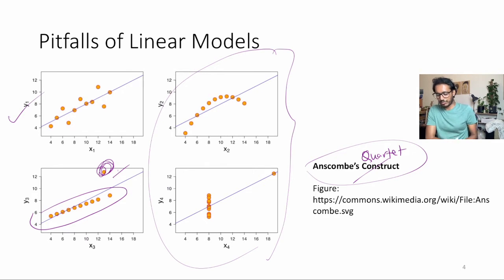So you can read more about Anscombe's Quartet. It's Quartet, not construct, on Wikipedia, or you can just Google about it if you want to learn more. But this is a very good example of why linear models don't always work.